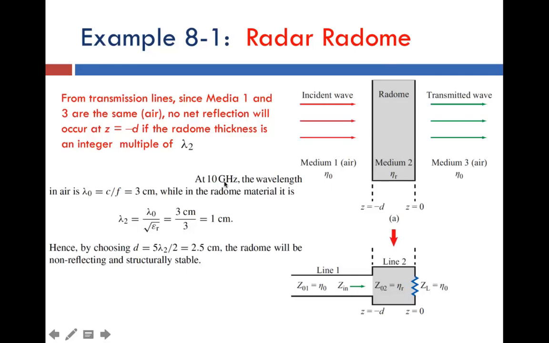So at 10 gigahertz, we want to calculate the wavelength. In air, we just take the speed of light divided by the frequency and get 3 centimeters. Then in the material, we take lambda naught and divide by the square root of epsilon relative, which is 3. So basically it's 1 centimeter. So we can choose D to be 5 lambda 2 over 2. In that case, the radome will be non-reflective as well as satisfying our criteria for being structurally stable.